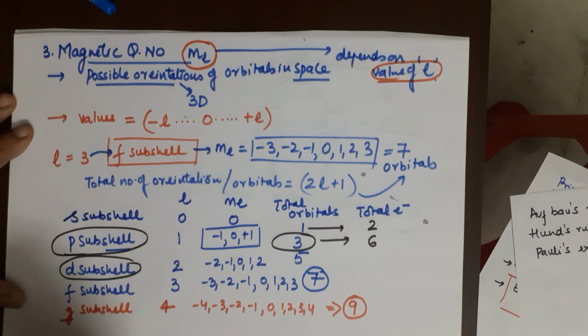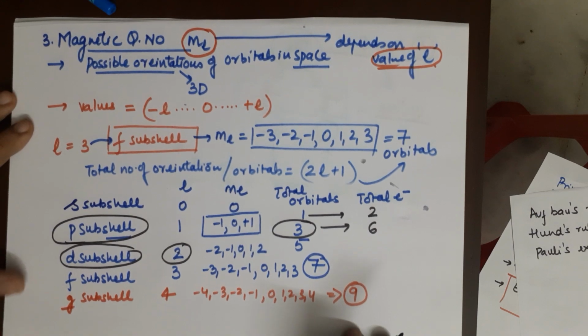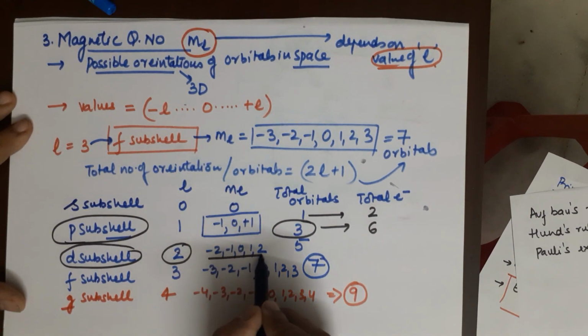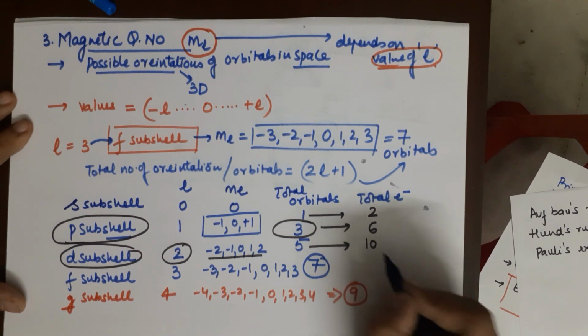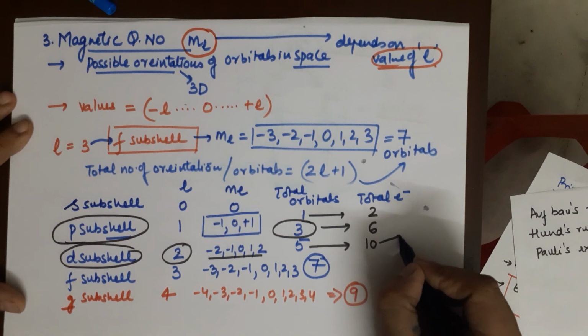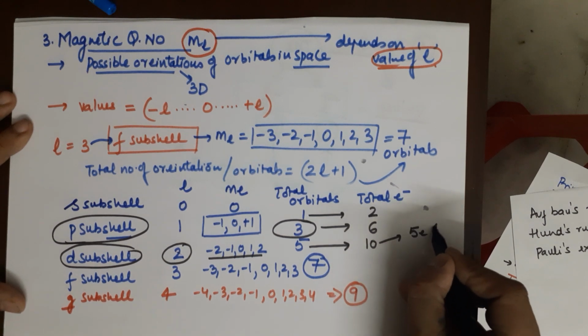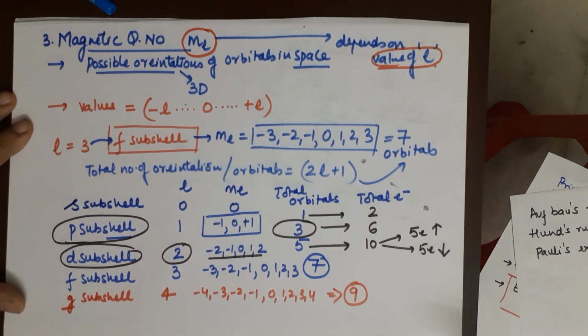Whenever you have a d subshell, the L value is going to be 2. For L value 2, the ML values are 5 in all. So for 5 orbitals, your number of electrons is going to be 10, because each orbital can maximum have 2 electrons. Out of these 10 electrons, 5 electrons would be clockwise spinning and 5 electrons would be anti-clockwise spinning.